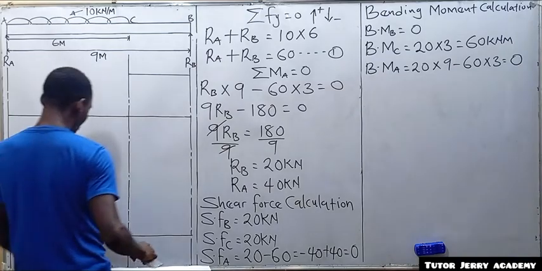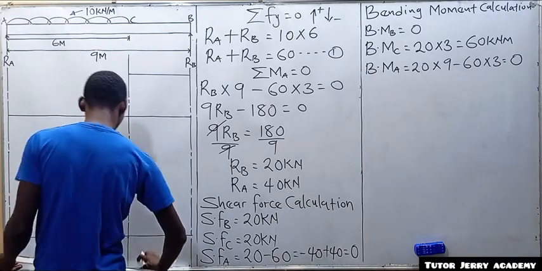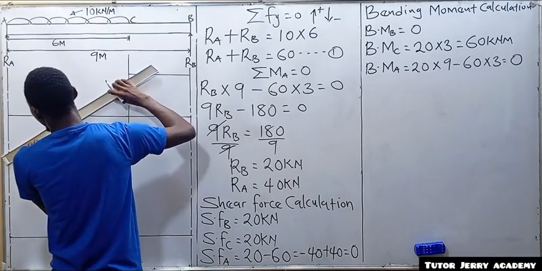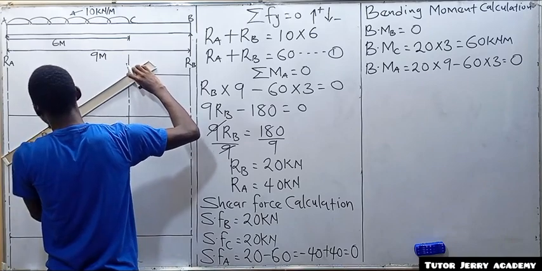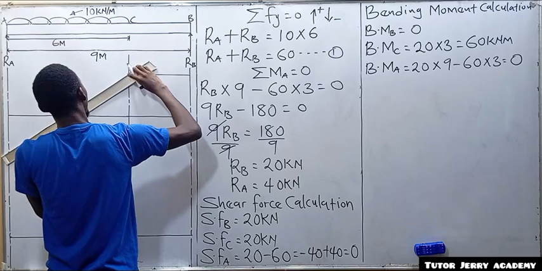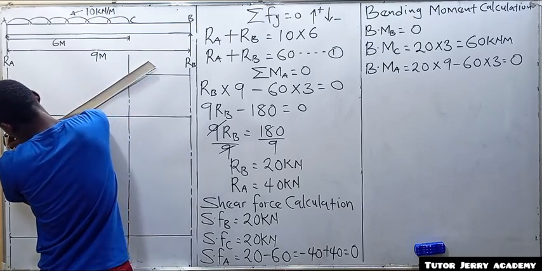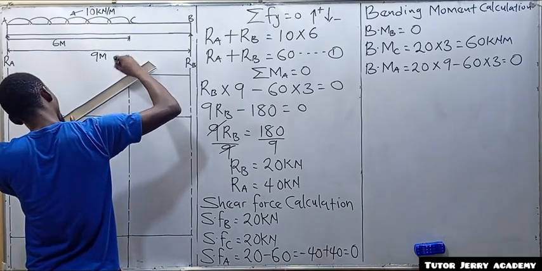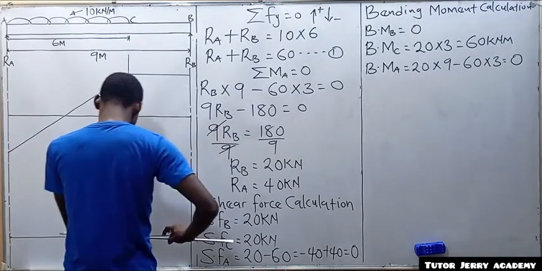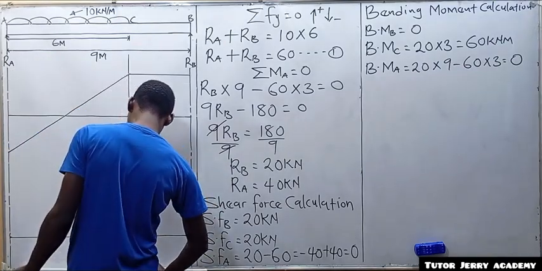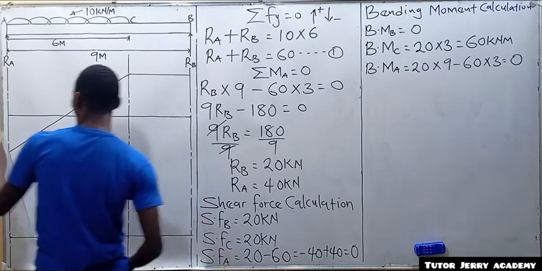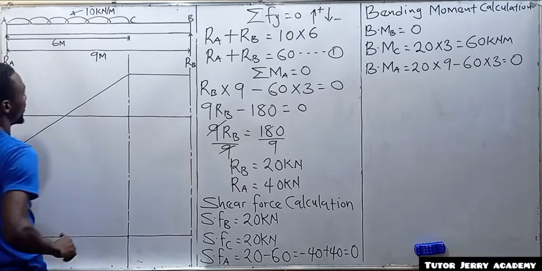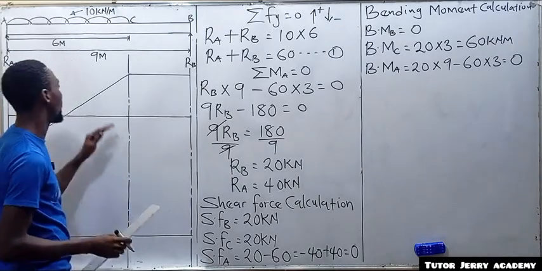Then we are going to use an inclined line to join the points together, because we are having a UDL, a uniformly distributed load. I hope we are getting it right. You can let us know in the comment section. And then it moves back to 0. So this is our shear force diagram.